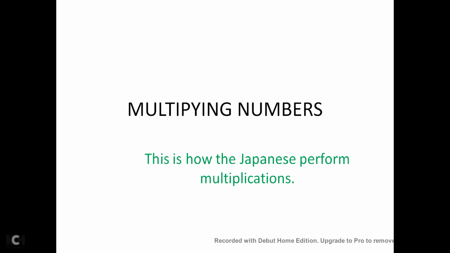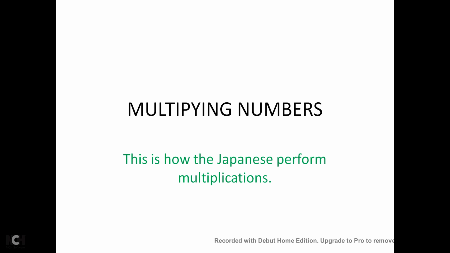Good day. Today, what we're going to learn is about multiplying numbers. This is so easy for those who memorize the multiplication table. But there's another way of multiplying numbers, even with 4 or 5 digits or more. It won't matter. There's another technique. Actually, this is how the Japanese perform multiplication.